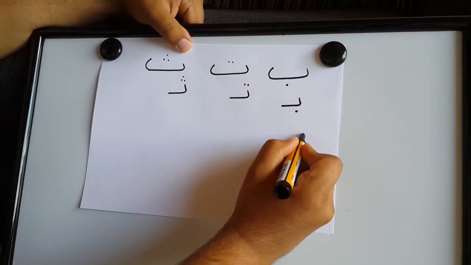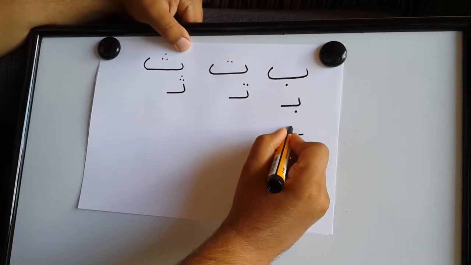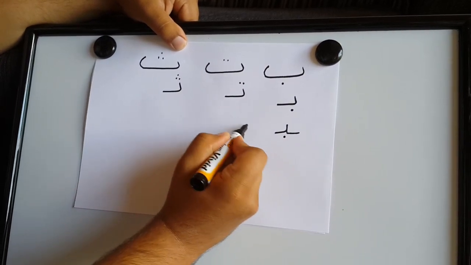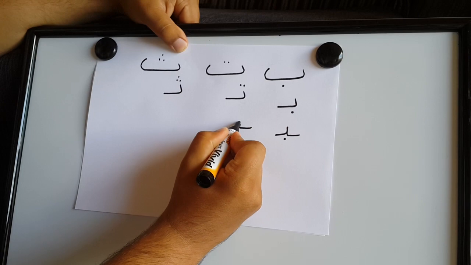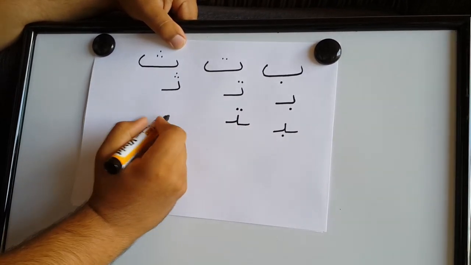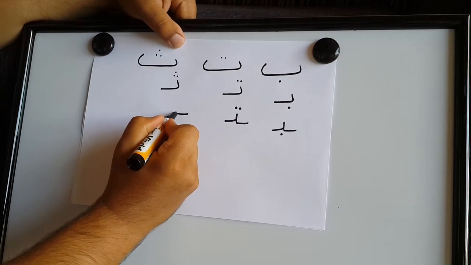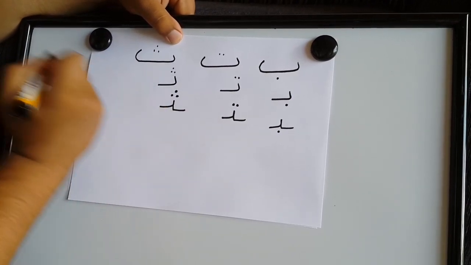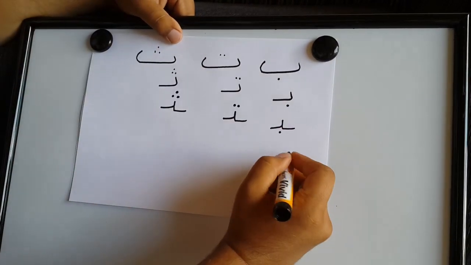Okay, the medial position, Ba, start with the line here, go up, Ta, and then Tha, 1, 2, 3.